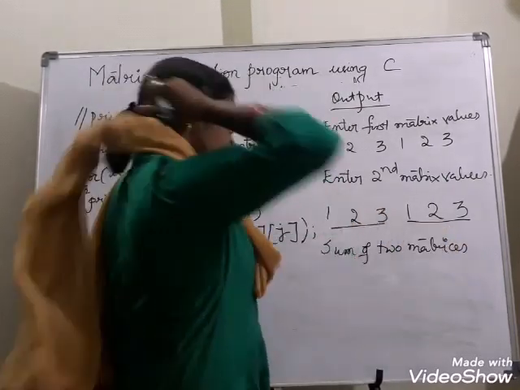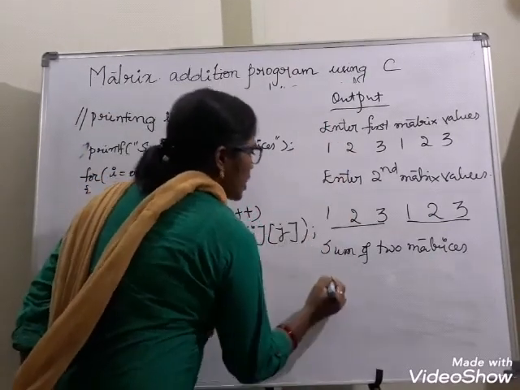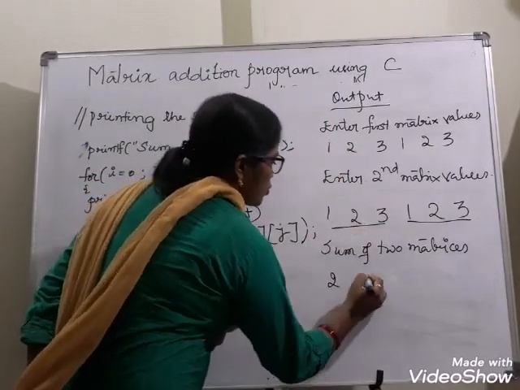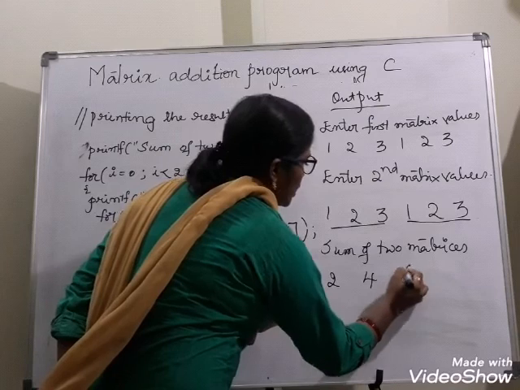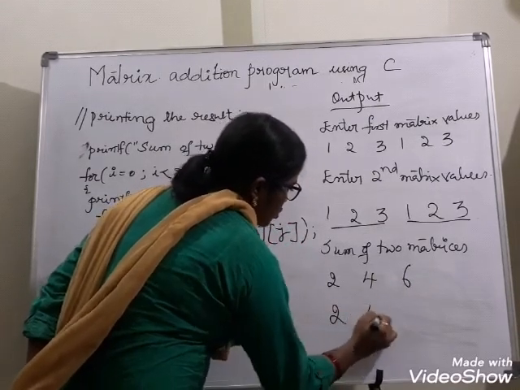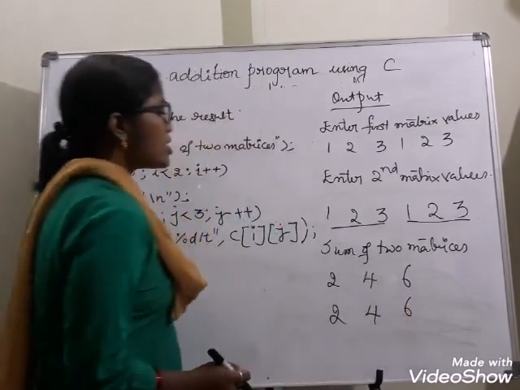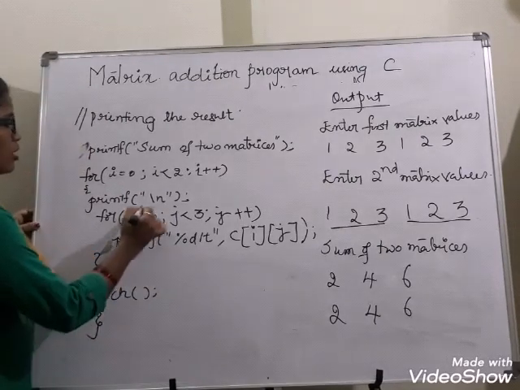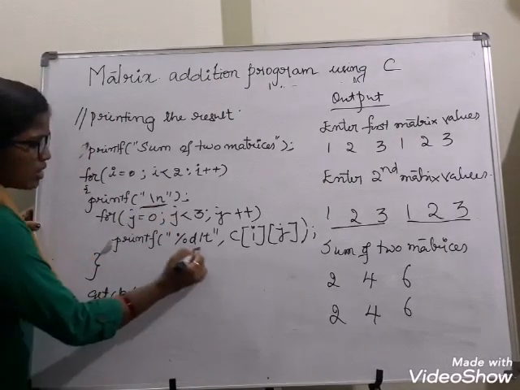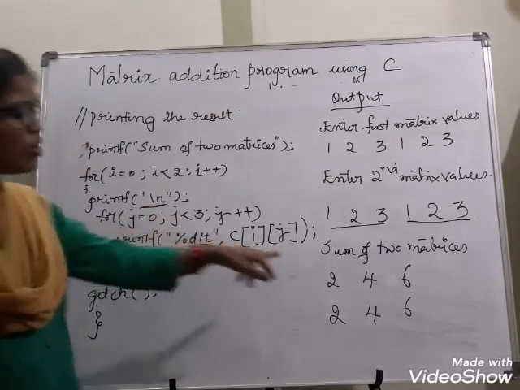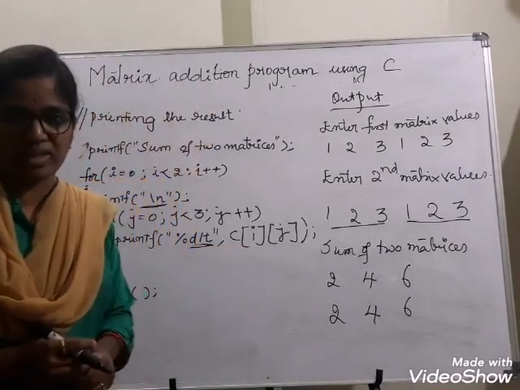It will show 1 plus 1, 2, 2 plus 2, 4, 3 plus 3, 6. Same, 2, 4, 6. Because at the output I have taken new line as well as \t. So my sum of two matrices will be displayed like this.